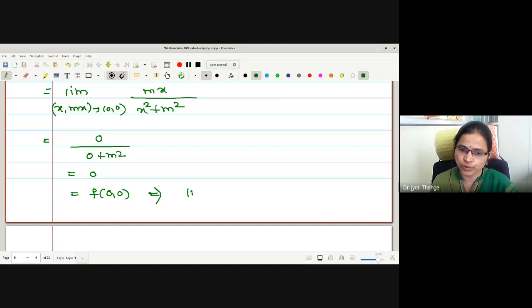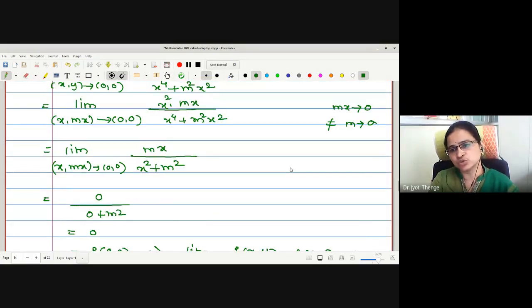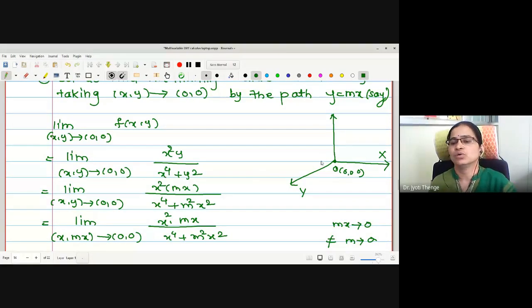Therefore, what have we proved? Limit (x, y) tends to (0, 0) of f of (x, y) is equal to f of (0, 0). But along which path? Along y equal to mx. But is it the only path to reach the point 0? No, there are many paths as we have discussed.